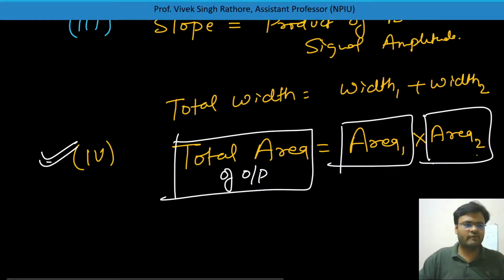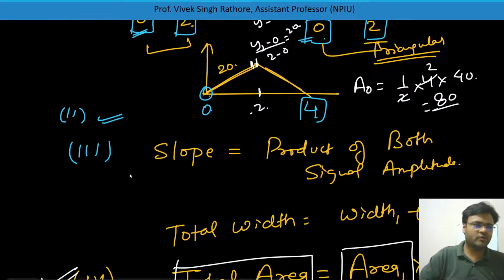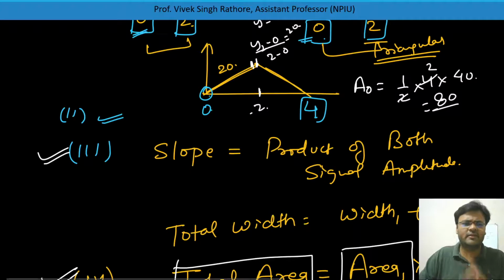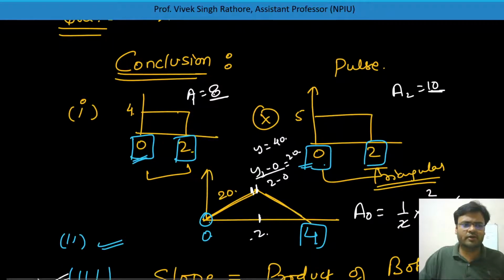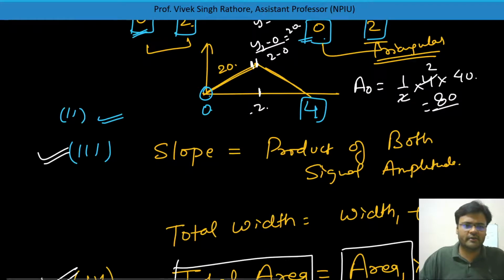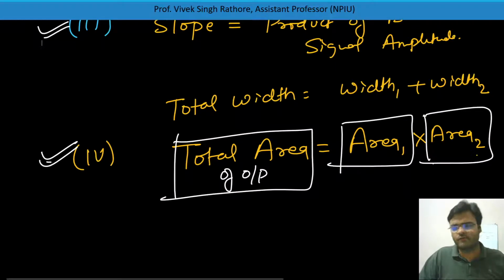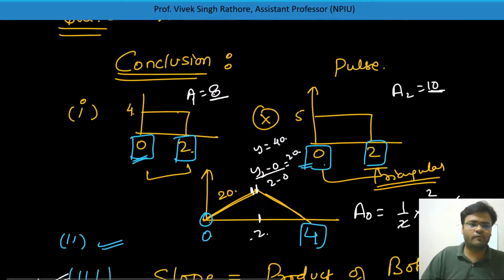Okay, I think you have understood. This conclusion also you can understand. We need to calculate the slope actually, and the slope can be calculated very easily. You just need to multiply this amplitude and this amplitude, and you'll get the amplitude. And the width also you can get: the total width will be this width plus this width. But this I have told you for when both signals are of the same duration.